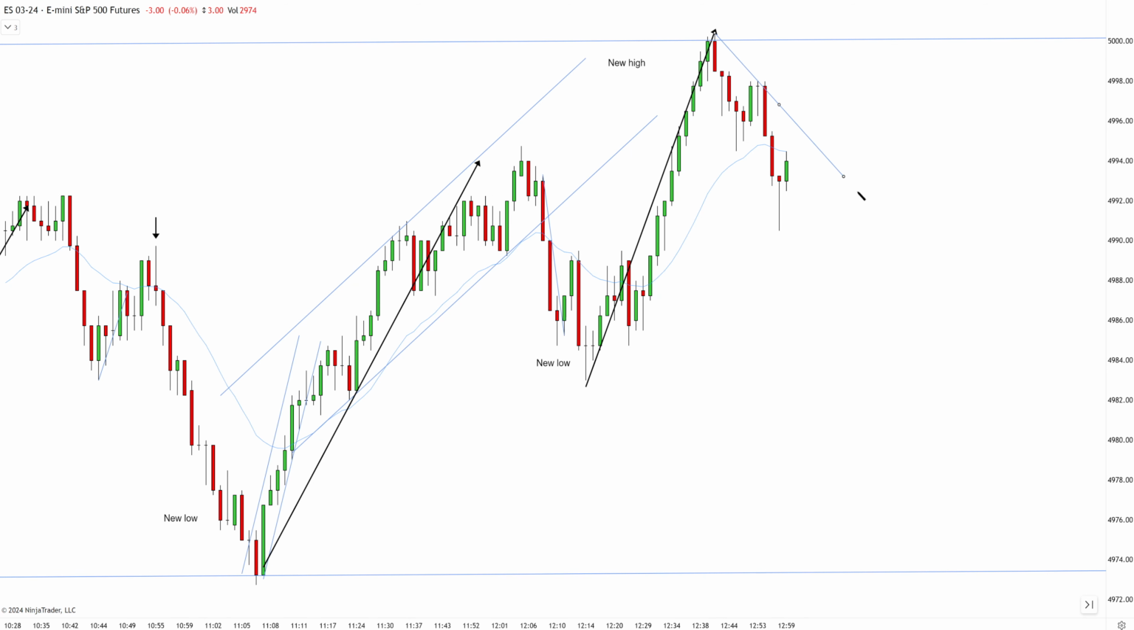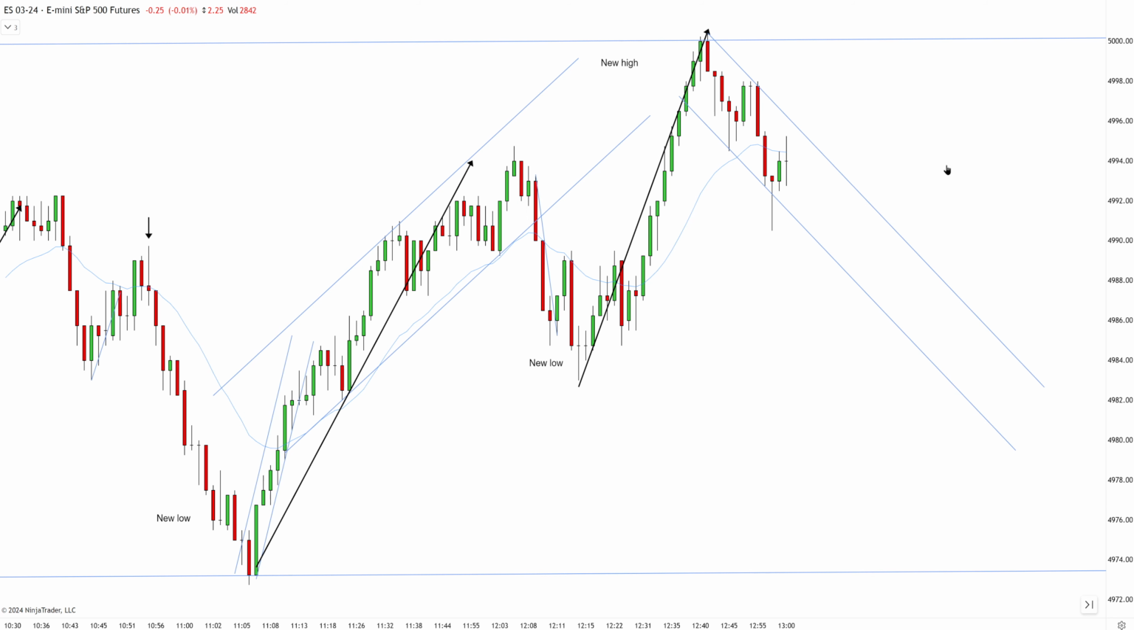Now I can draw a channel wider like this. Why can I draw a channel wider like this? Well, I'm drawing a tight channel if I expect this to be a pullback, part of the bigger uptrend. I'm not expecting this, because the uptrend played out with the break to a new high and a two-legged pullback. I expect this to be a reversal, hence the broader downtrend.